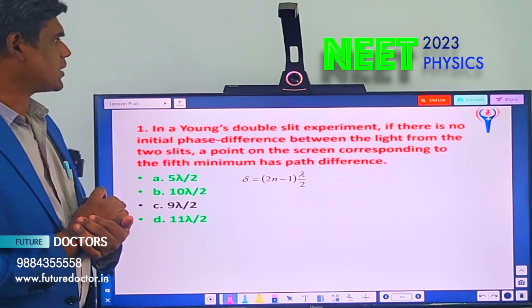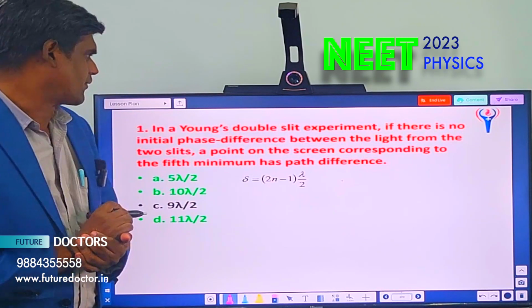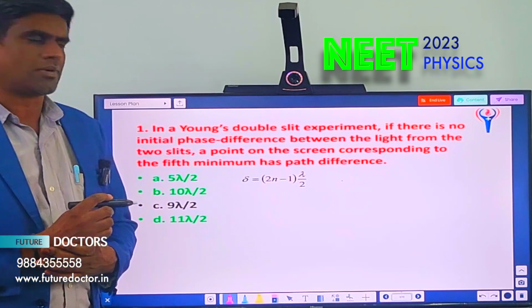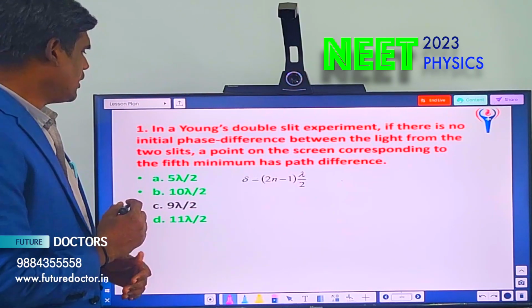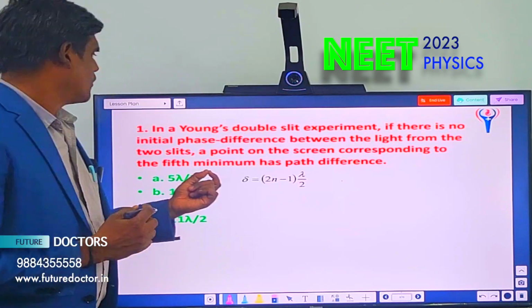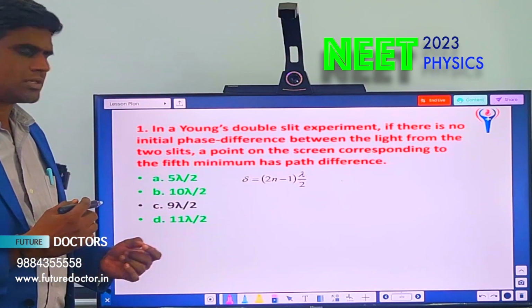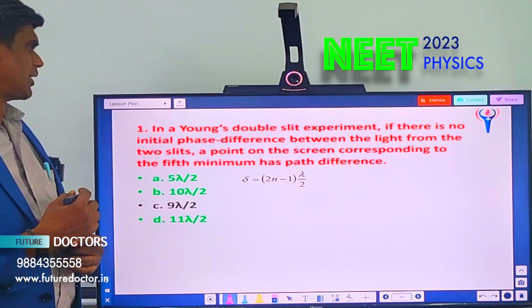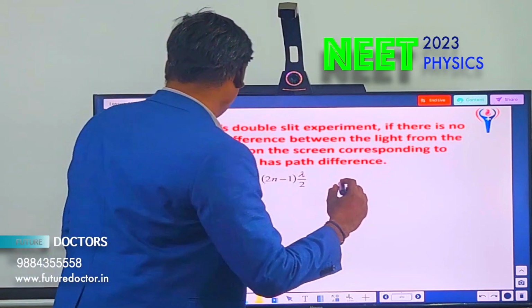In a Young's double slit experiment, if there is no initial phase difference between the light from the two slits, a point on the screen corresponding to the fifth minimum has path difference dash. Del is the path difference. The formula for minimum is an odd integral multiple of half wavelength, that is delta equal to (2n minus 1) lambda by 2, and n equal to 5 is given.